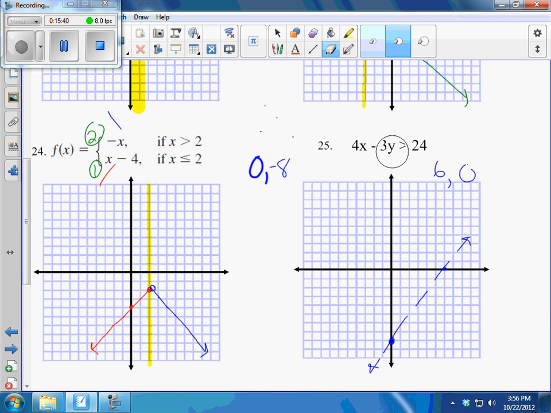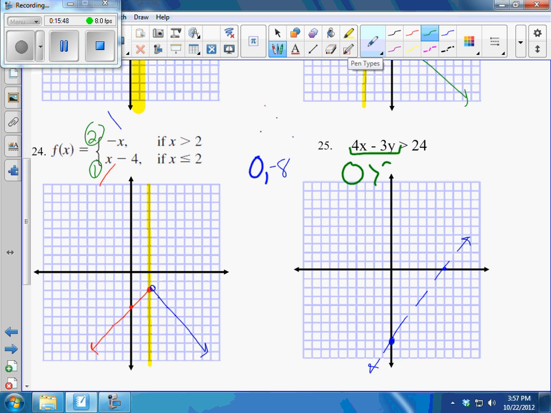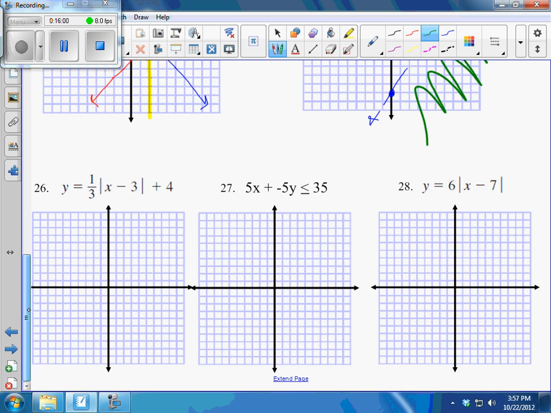And now I need to test my point because I'm shading since it's an inequality. And when I test this point, I'm going to put 0, 0 in for x and y, and I end up getting 0 is greater than 24. And that's not true. So that means 0, 0 wouldn't work. Neither would any of these points. So all the points that work are below or kind of to the right of it. Okay? A couple more to go.